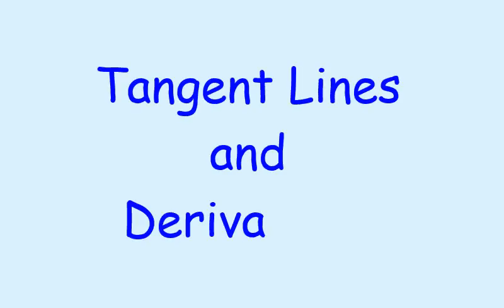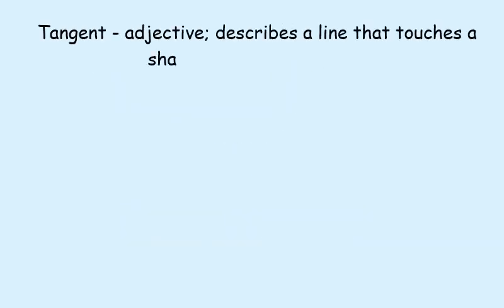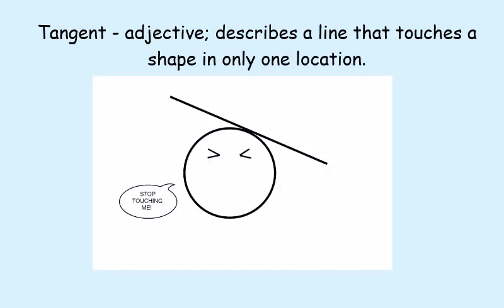Now for tangent lines and derivatives, calculus style. So tangent, the word tangent is actually an adjective, and it describes a line that touches a shape in only one location. So you can see by the graph here that this tangent line is only touching this circle in only one location, and that is here.